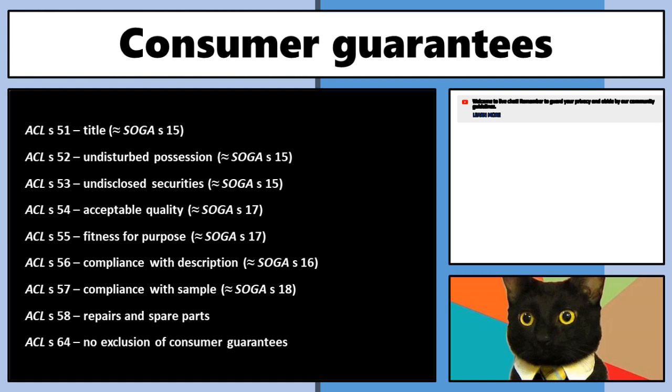All of those equivalents in the Sale of Goods Act are the default. So if you have a contract for the sale of goods, by default all of the rules in the Sale of Goods Act apply to it. You can contract out of any of them. You can expressly say, I don't guarantee the goods are of merchantable quality. I don't guarantee this is fit for any particular purpose. I don't guarantee that there are any undisclosed securities. I don't guarantee that I have title. You can put all of those things in a common law contract, and that'll trump the Sale of Goods Act. You cannot do that with consumer guarantees, because Section 64 of the ACL says so.